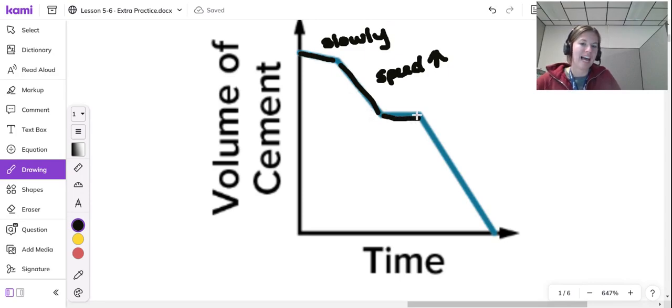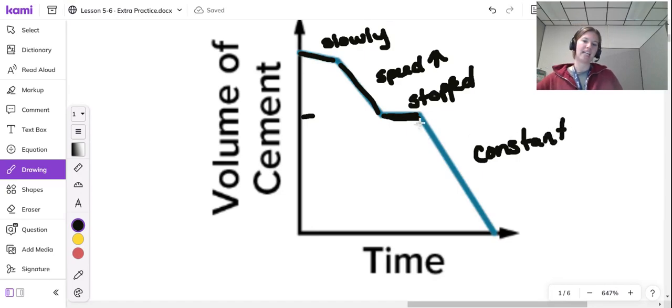Then we have a flat line here. That means for this amount of time, the volume stayed exactly the same. So they stopped pouring cement at that point. Then it continues at a constant rate until it is empty. And I would say that rate is about the same as this second. You can see the slope looks very similar. It might not be exact, but it is at a constant rate.